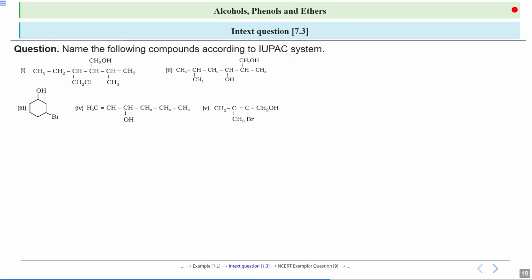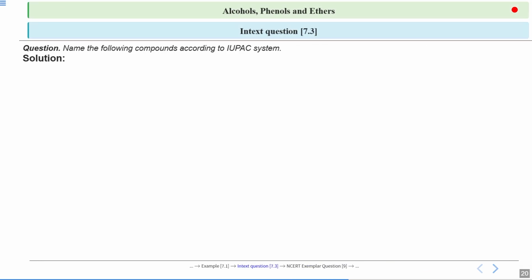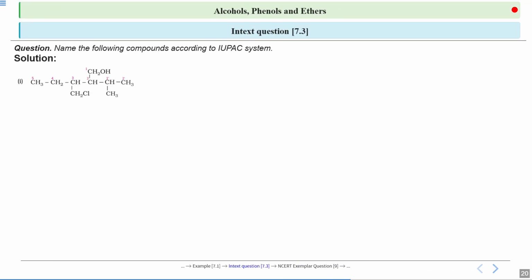Now let's solve Intext question 7.3. The question is, name the following compounds according to the IUPAC system. The similar thing you have to do. You have to name the given 5 compounds as per the IUPAC nomenclature. Let's solve the first compound. Again, the simple thing, you have to choose the parent chain containing the largest number of carbons. Then you have to number them, and the lowest possible number should be given to the carbon containing the OH group.